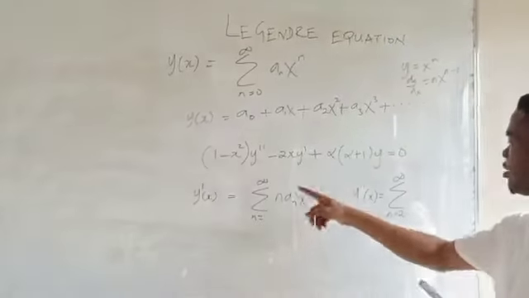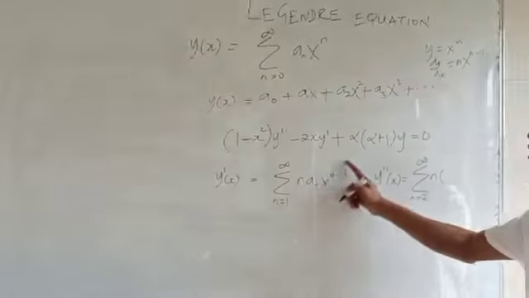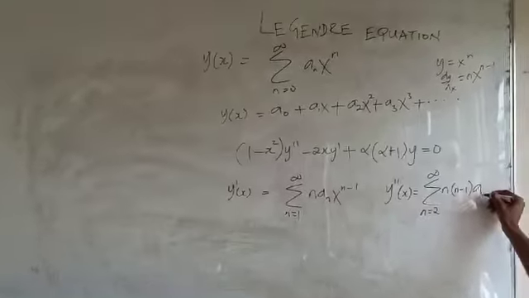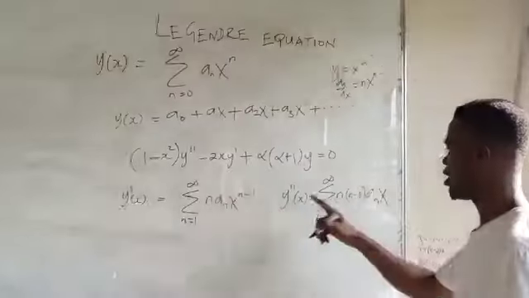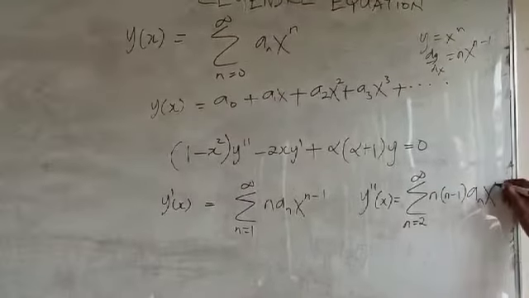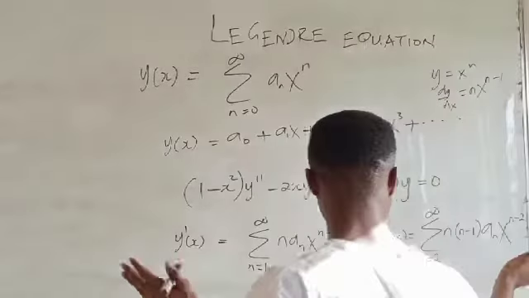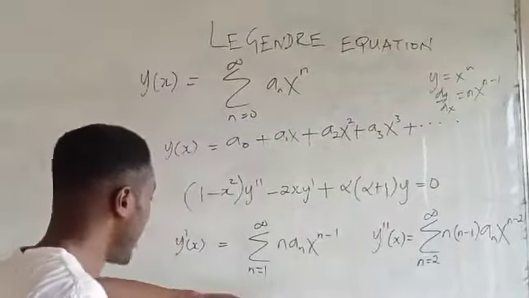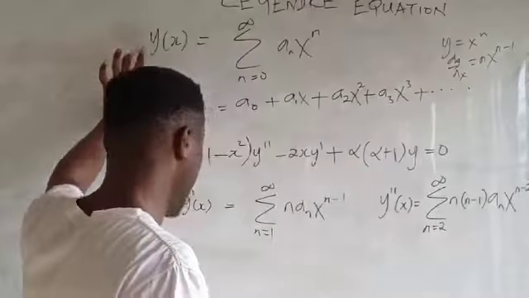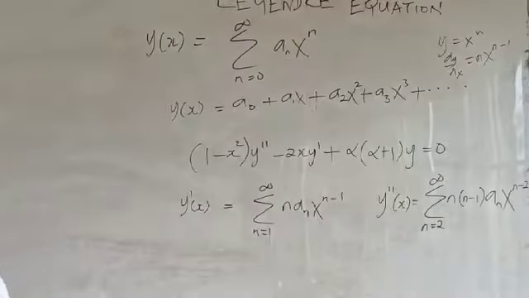So if we do that, we have n brackets the entire power, which is (n minus 1), a subscript n, x raised to the power of n minus 1 minus 1. Of course, n minus 1 minus 1 will give me n minus 2. So we are going to apply the value of our y prime, and of course our y, into this Legendre equation to get our recurrence equation.